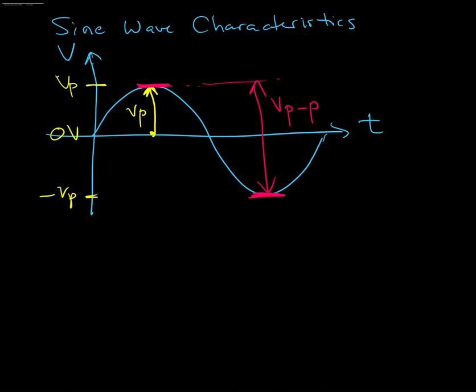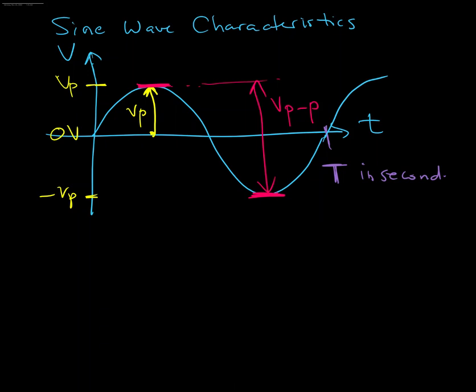Okay, and in terms of time data, I could measure the period of this waveform. So the period is in seconds, and it would be the time for one cycle. Now I've only shown one cycle on the screen, but remember this waveform, this sine wave keeps going.